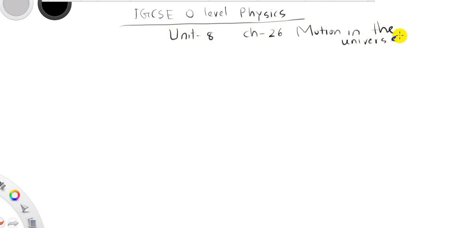We live on a planet called Earth. It is one of many planets that together with their moons form our solar system.